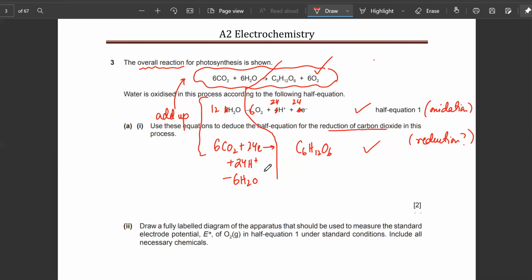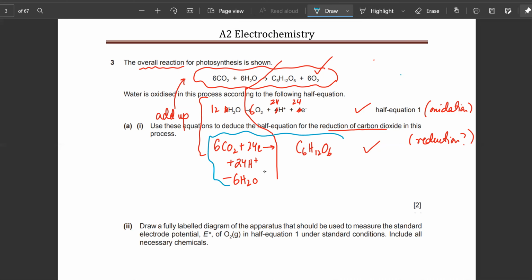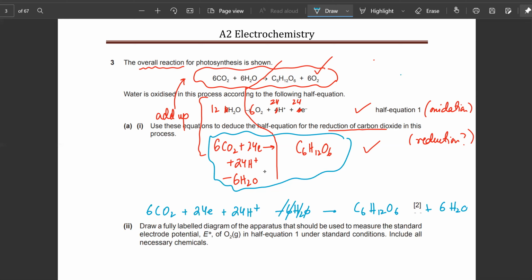Okay. So if I write this equation properly, this is the left-hand side, 6 CO2. And I've got 24 electrons, they're gaining 24 electrons, and there are 24 H plus 1 ions as well. And there's minus 6 H2Os as well on the left side. On the right side, I just have a glucose molecule. The H2O molecules can be taken to the right side, and it would become plus 6 H2O molecules. So that's my reduction equation. This is the reduction equation I'm getting.